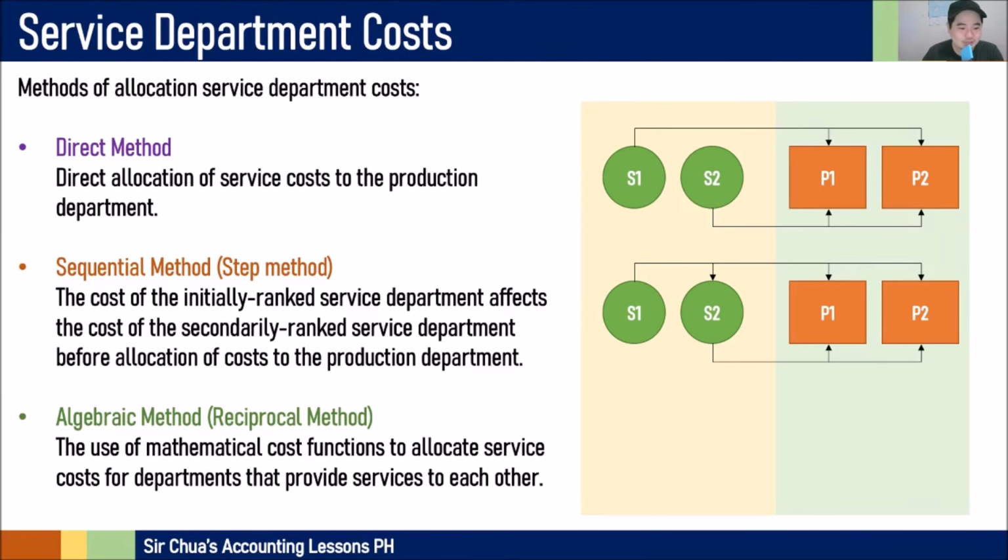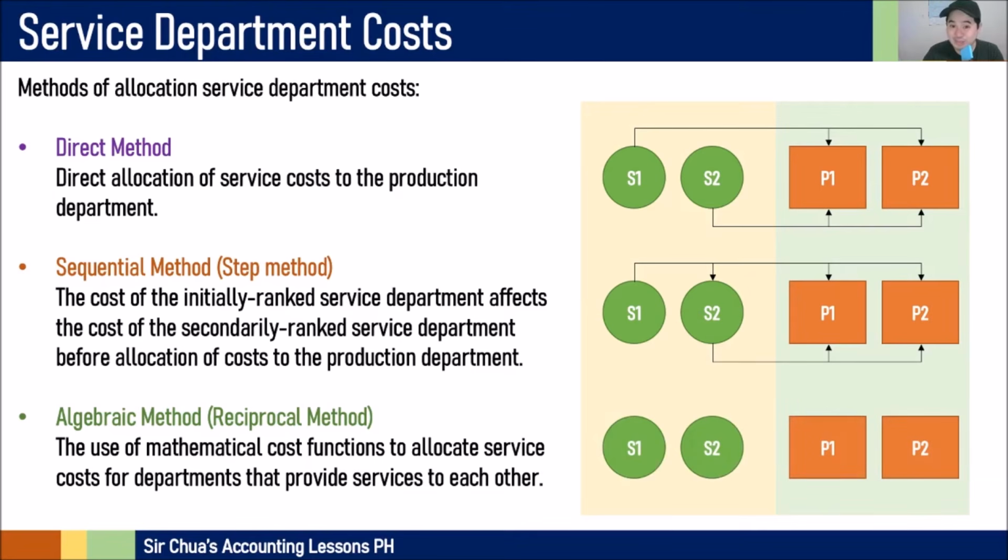Okay? Now, for the algebraic or reciprocal method, this is what happens. Maybe your service departments provide services to each other. So your cost allocation should happen like this. S1 cost should allocate some to S2, and S2 cost should allocate some to S1. Something like that. Okay? So, nag-allocate sila sa isa't isa because they provide service sa isa't isa.